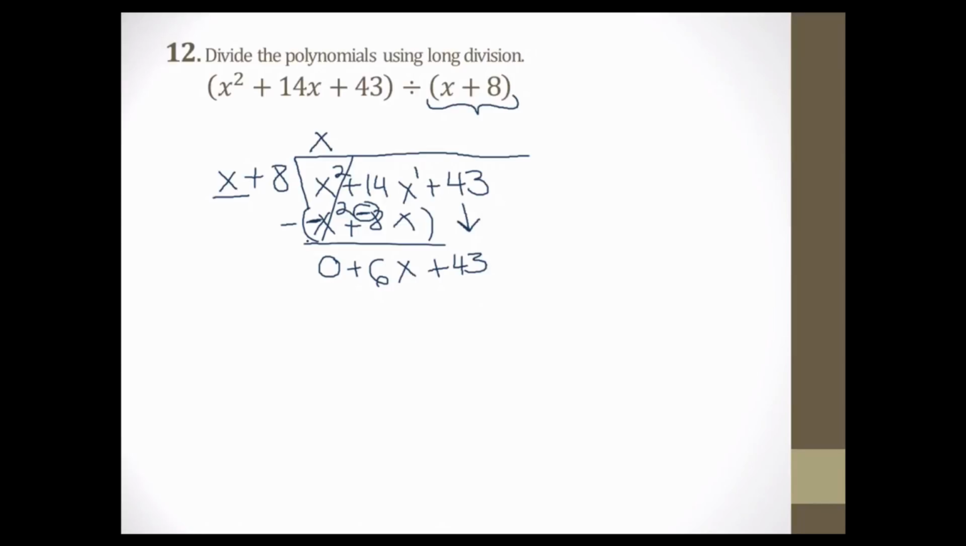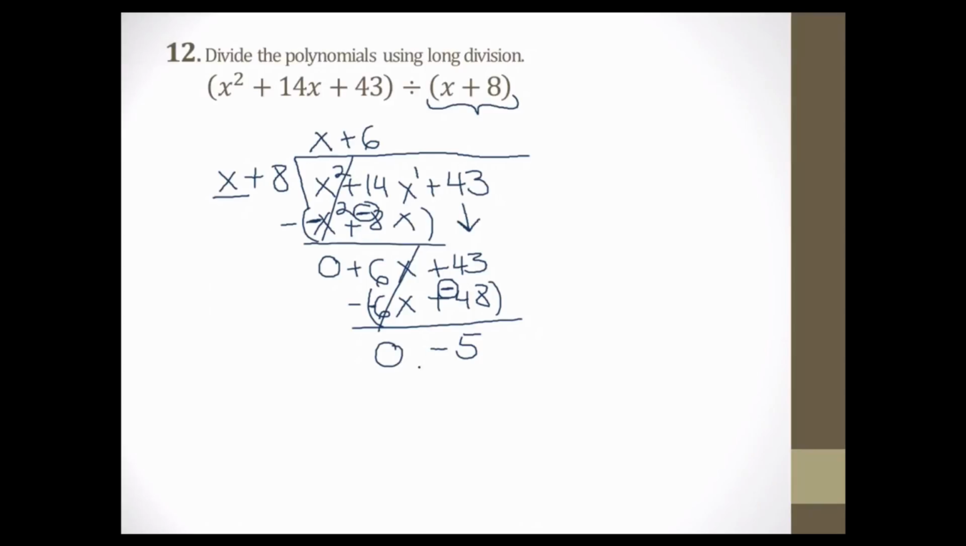Okay, starting over again, looking at this first x and asking ourselves, by what do we have to multiply this x to get to 6x? We have to multiply by 6 because 6 times x is 6x, and also multiplying the 6 by the 8, we get 6 times 8, which is 48. Again, subtracting, which changes the signs, and then just adding down, so 6x minus 6x is gone, and then 43 minus 48 gives me a negative 5. There's nothing else we could bring down.